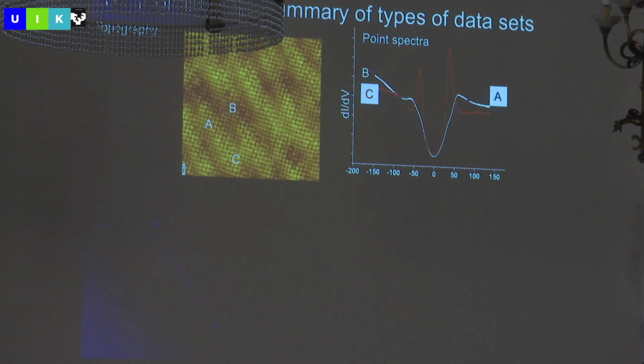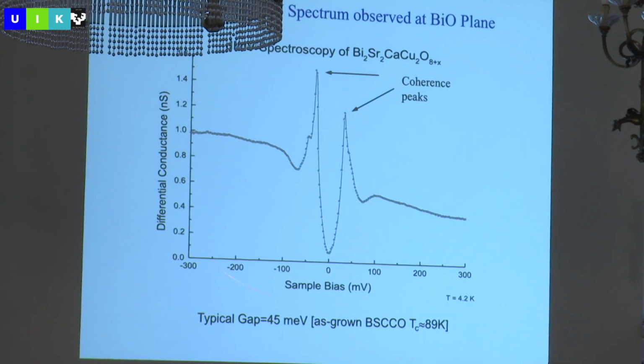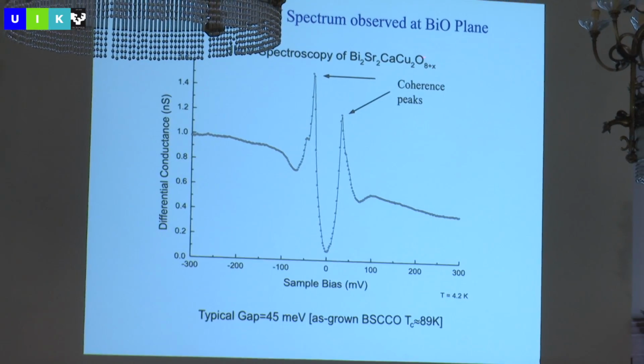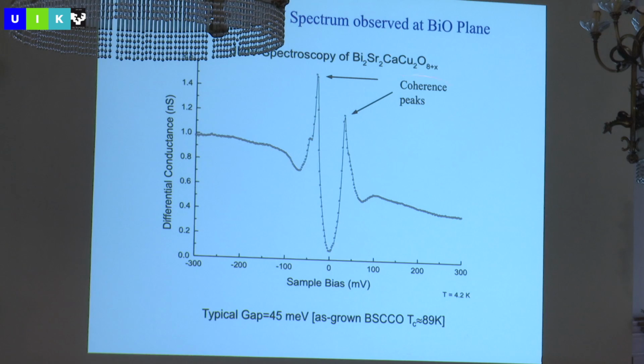And so this is what a spectrum on BSCCO looks like, bismuth strontium calcium copper oxide. It's a high-temperature superconductor, and you can see, look at this energy scale here. It's hundreds of millivolts.